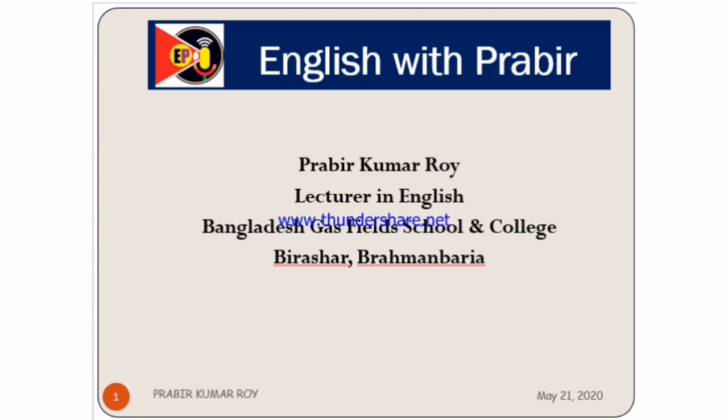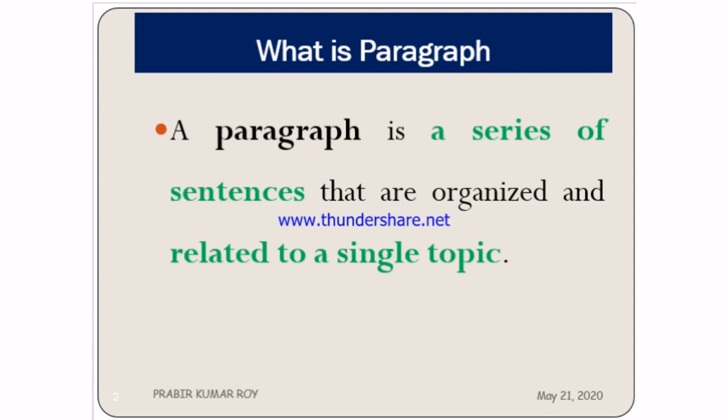Today our lesson will be how to write a paragraph well. Yes, how to write a paragraph well. All levels of students have to write paragraphs, so I have chosen the topic. Now let us know what a paragraph is. A paragraph is a series of sentences that are organized and related to a single topic. Yes, two things: a series of sentences, and being related to a single topic. Whenever you want to write a paragraph, it must be more than one sentence. All the sentences must be related to the single topic, that is the title of the paragraph. So we have learned what a paragraph is.